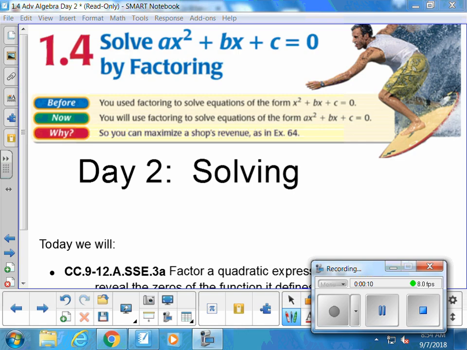We're doing 1-4 day 2, just more box method, but now we're going the extra mile in solving the things we factored. So who's excited?